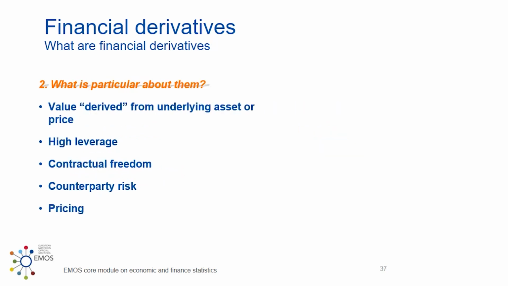So what is particular about them? Why are they called financial derivatives? Well, financial derivatives have this name because their value is derived from an underlying asset or price. This depends on which risk you take or which risk you want to trade. If it's an equity risk you want to trade, the underlying would be an equity or a stock. If you want to trade the risk of a currency, then the underlying would be a currency, and so on.